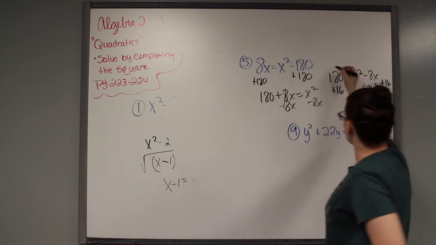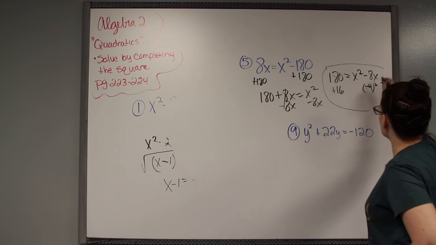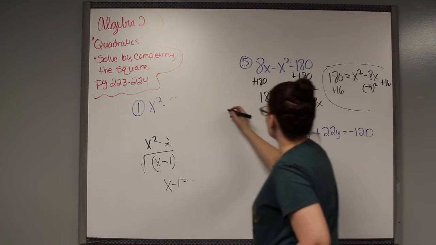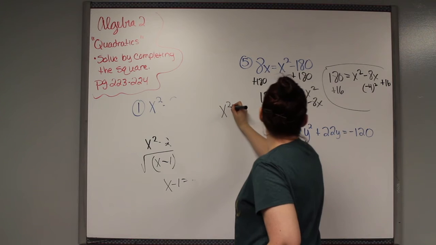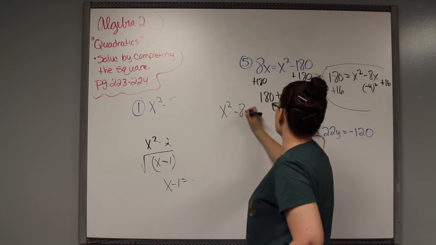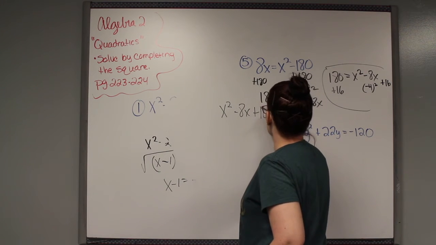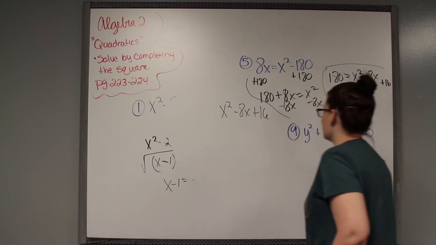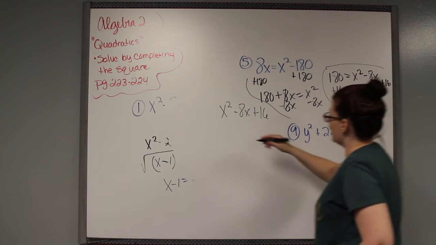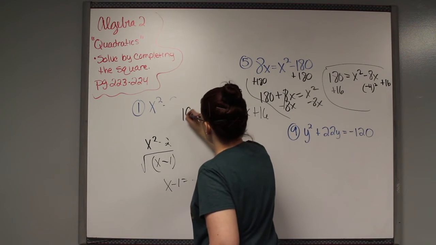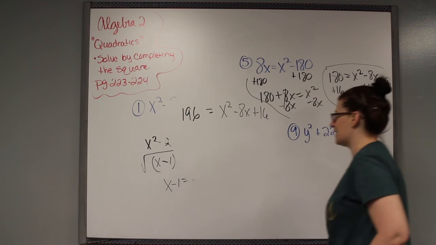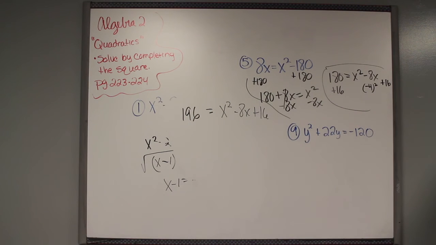Alright, so this part right here I'm about to move over here. So I have x squared minus 8x plus 16 now. Let's get that out of the way. Alright, and then on this side I'm going to have 196 because 180 plus 16 is 196. Okay?